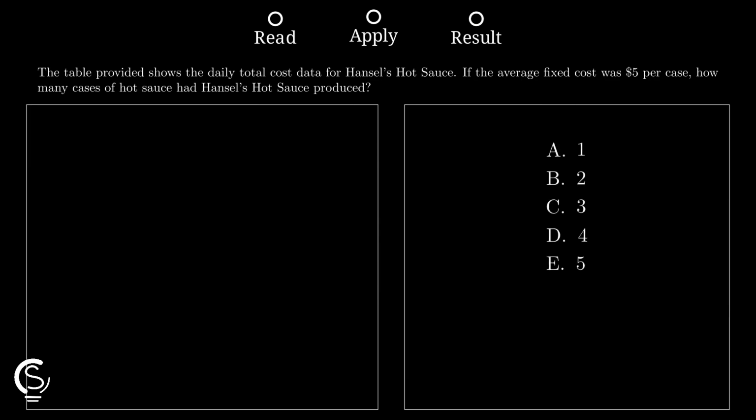First, we need the total fixed cost. Look at the table where production is 0. Since the total cost is $15 there, that entire amount must be our fixed cost.